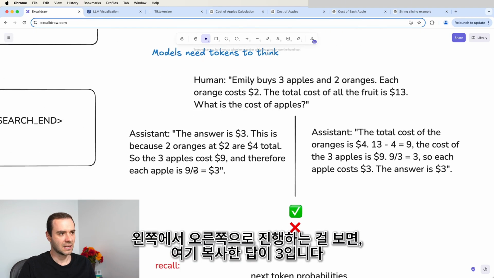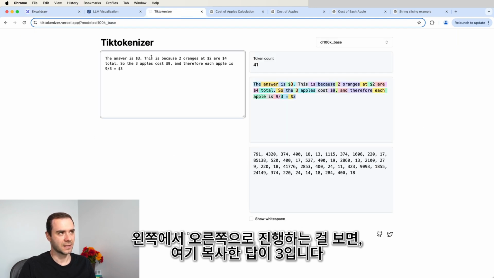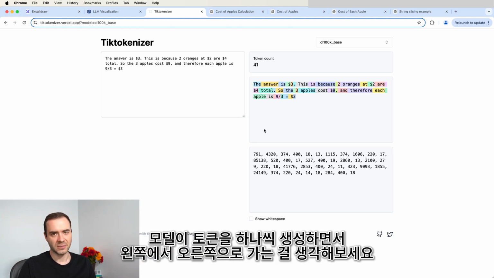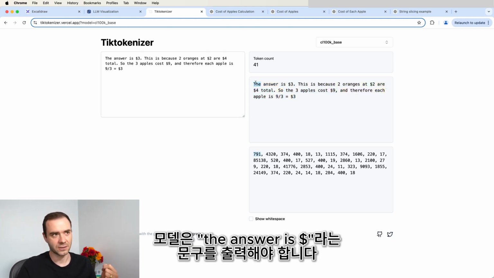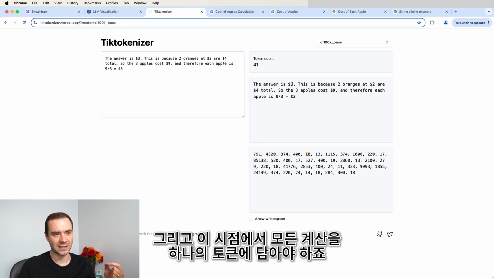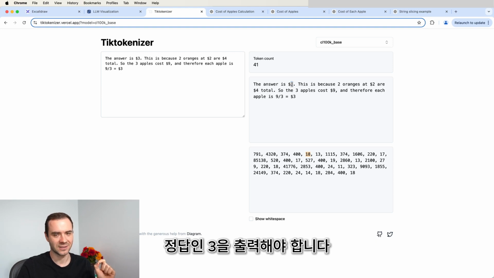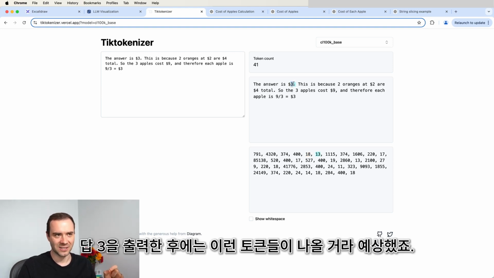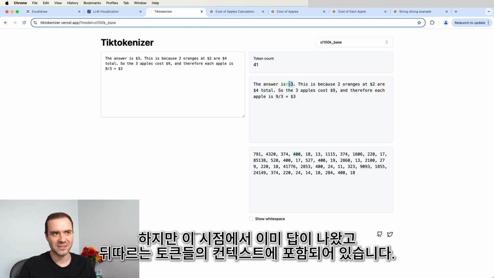And the reason for that is, imagine going from left to right here, and I copy pasted it right here. The answer is 3, etc. Imagine the model having to go from left to right, emitting these tokens one at a time. It has to say, or we're expecting to say, the answer is space $, and then right here we're expecting it to basically cram all of the computation of this problem into this single token. It has to emit the correct answer, 3. And then once we've emitted the answer 3, we're expecting it to say all these tokens, but at this point we've already produced the answer, and it's already in the context window for all these tokens that follow.